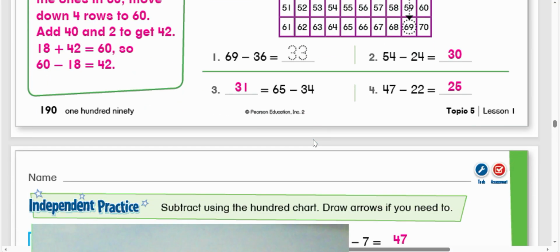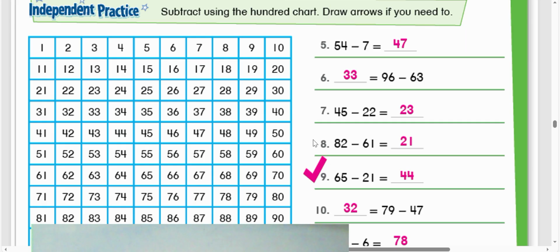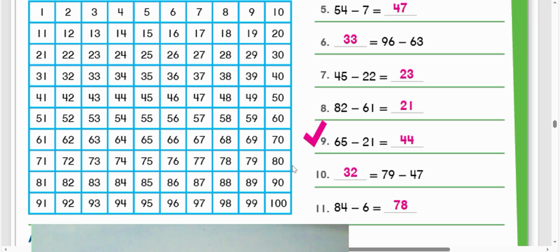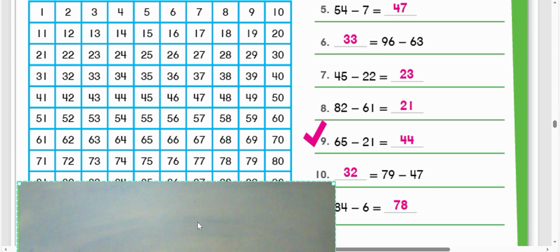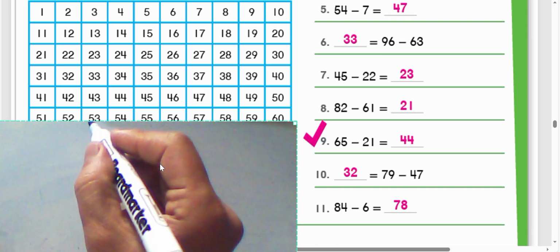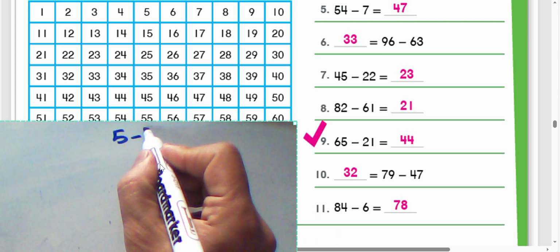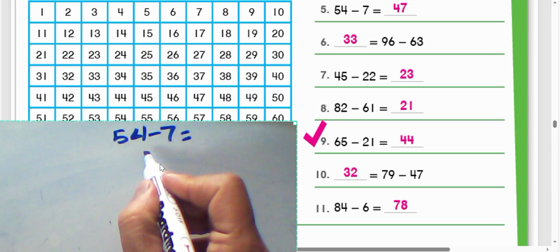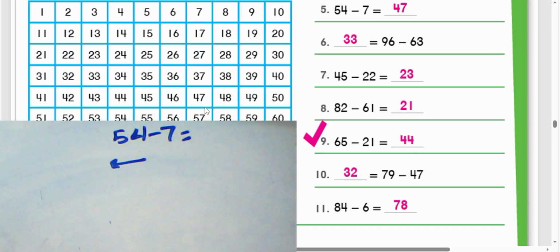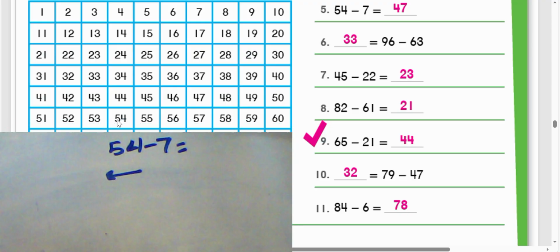Okay. Question. Use also the bar model and the 100 chart to find the answer. Look at here. I will explain this for you. Look at here. 54 minus 7. You can go back 7 steps from 54. Our 54 here. The answer will be 47. Going 7 steps back. 1, 2, 3, 4, 5, 6, 7.